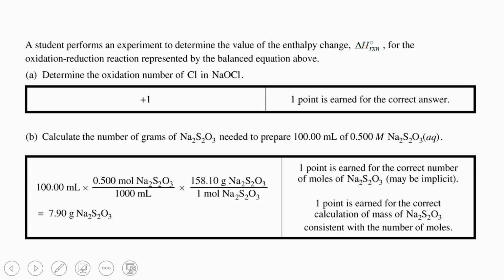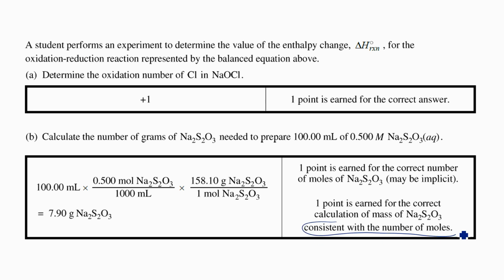So our scoring guidelines, again, for A, you get 1 point for +1. And then for part B, this was actually a 2-pointer. So you never know when a question is going to be worth multiple points. It could be a 1-pointer, it could be a 2-pointer, it could even be a 3-pointer sometimes for one of these parts of a question. In this case, you got 2 points, 1 point for finding moles correctly, and then 1 point for finding the correct mass, consistent with your number of moles.